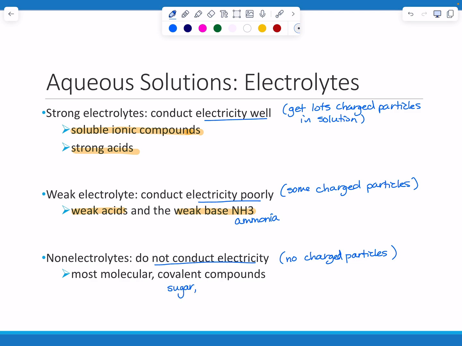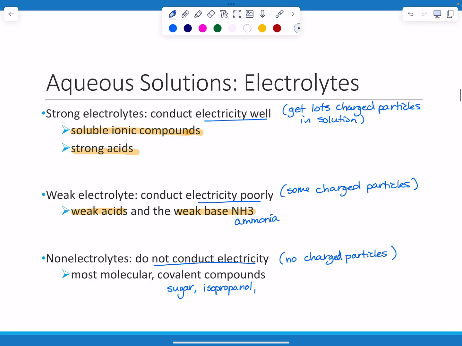Let's see, what's a good alcohol that you might have heard of? Isopropanol, so rubbing alcohol, things like that. Ethanol, alcohol.